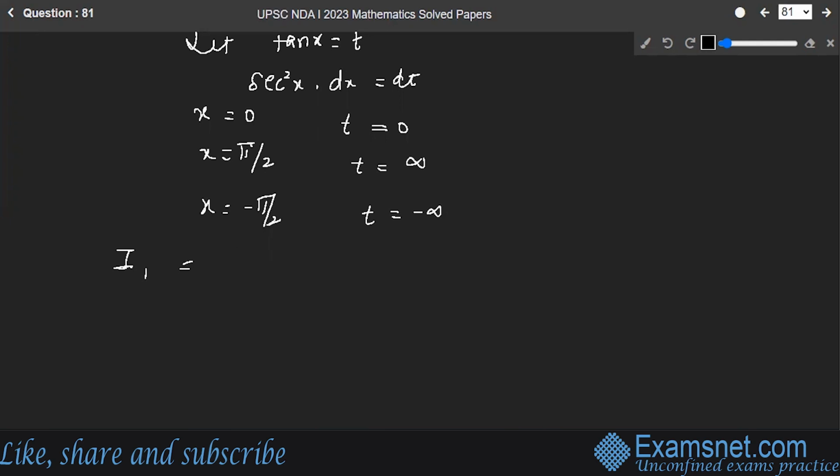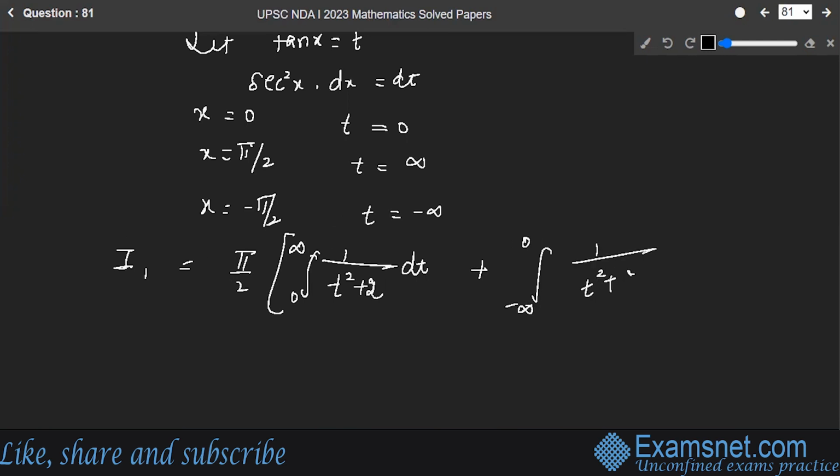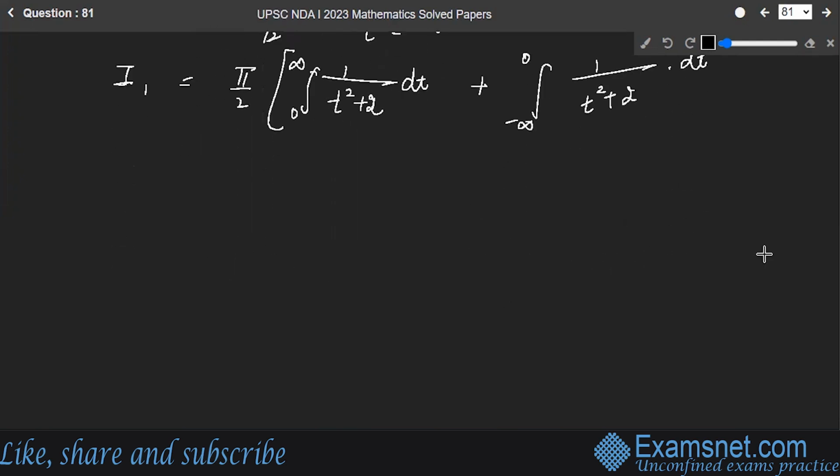So the given integral will become pi by 2 integral 0 to infinity 1 upon t square plus 2 dt plus limits minus infinity to 0, 1 upon t square plus 2 into dt. This is equal to pi by 2, 0 to infinity, 1 upon t square plus 2 into dt.